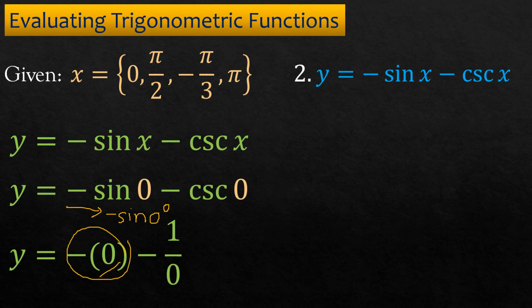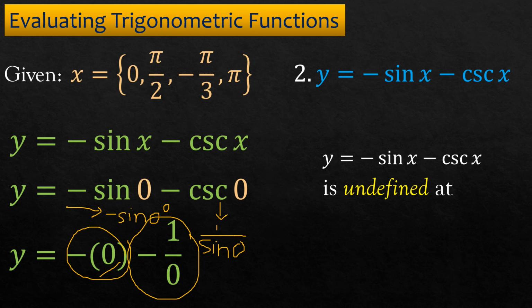Okay, minus 1 over 0. Remember that cosecant function is the reciprocal of sine function, and that is automatically 1 over sine 0. But sine 0 is 0, so we have 1 over 0, and that is undefined. Okay, so the reason why we have an undefined value is this: cosecant 0 is undefined, therefore the entire operation will now be undefined, and that is true at x that is equal to 0.